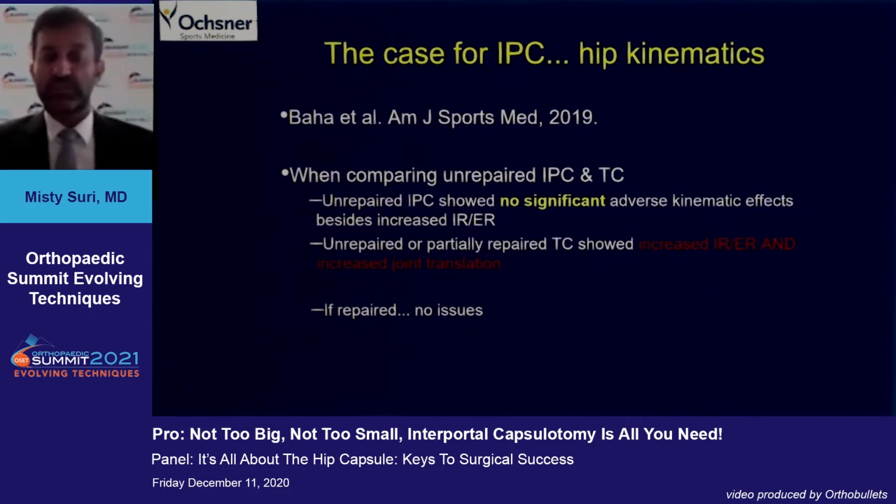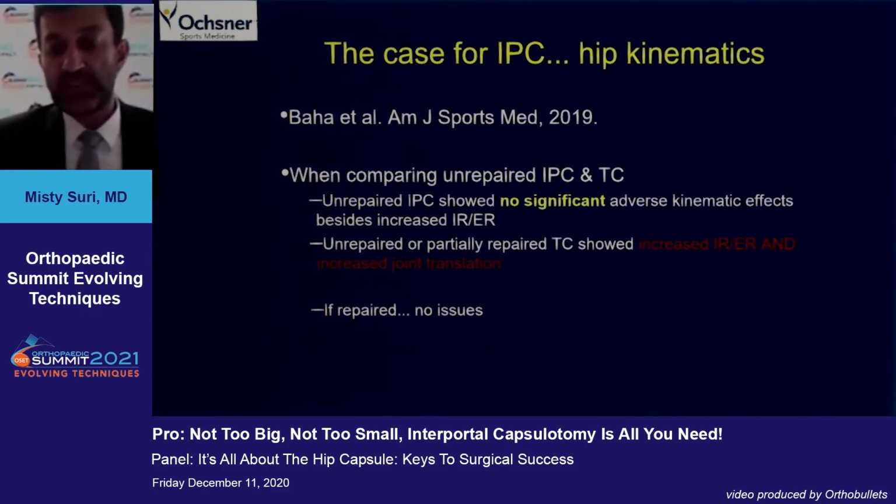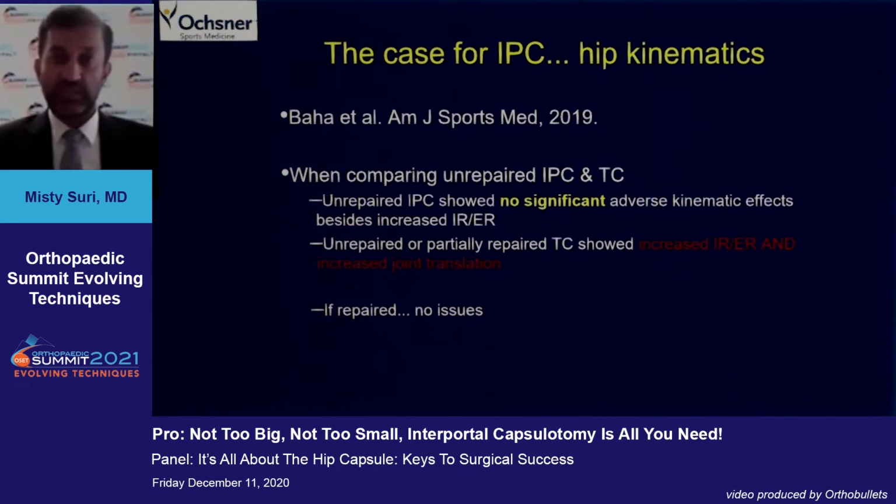So they looked at the changes in the AP translation and the internal external rotation, as well as medial lateral translation. The unrepaired interportal capsulotomy showed less kinematic issues than the unrepaired T-capsulotomy, but if completely repaired, there was no difference. So this would confirm logically that the T-capsulotomy is a bigger kinematic insult than the interportal capsulotomy. But if they are repaired, there is no difference.